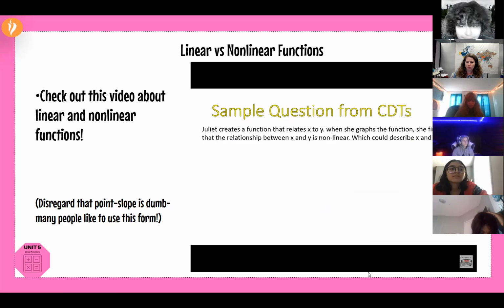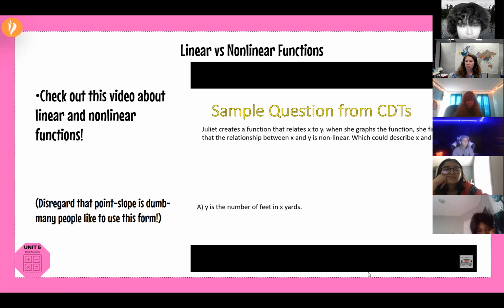Now, let's back up to Math 8, get out of trigonometry, and talk about a sample Common Core type question that would relate to all that we've talked about. Juliet creates a function for some unknown reason. Juliet's bored. She creates a function that relates x to y. When she graphs the function, she finds that the relationship between x and y is non-linear, which would describe x and y. So we're going to need to know what linear and nonlinear look like. Remember the key: if it's linear, it has a constant rate of change, slope. All those other ones don't have a constant rate of change. So that's important to realize.